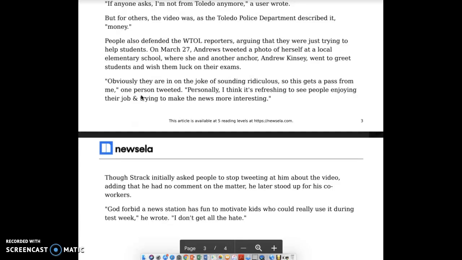On March 27th, Andrews tweeted a photo of herself at a local elementary school where she and another anchor, Andrew Kinsey, went to greet students and wish them luck on their exams. "Obviously, they are in on the joke and sounding ridiculous, so this gets a pass from me," one person tweeted. "Personally, I think it's refreshing to see people enjoying their job and trying to make the news more interesting."